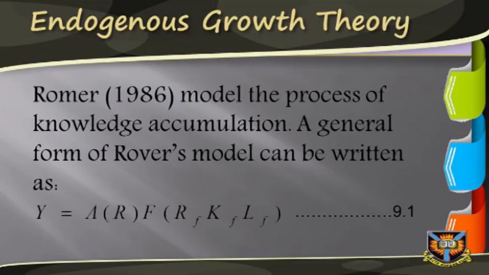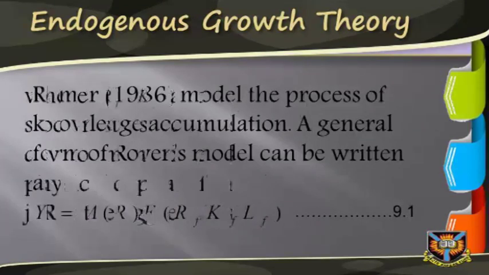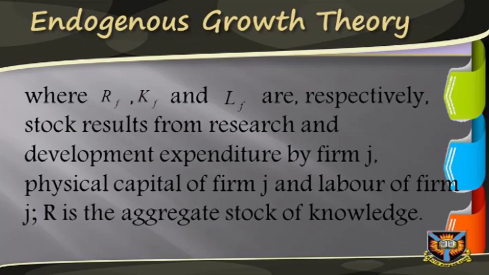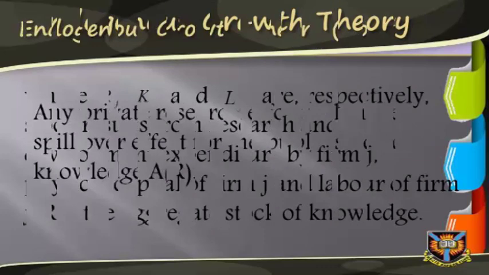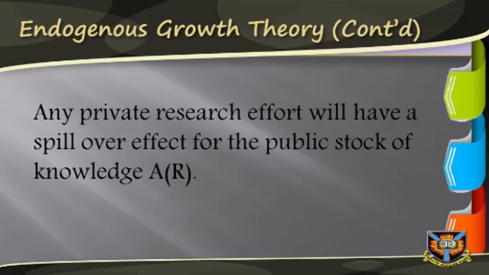Romer's 1986 model, the process of knowledge accumulation. A general form of Romer's model can be written as Y equals A(R) F(R, K, L), where R, K, and L are, respectively, the stock of knowledge resulting from research and development expenditure by firm j, physical capital of firm j, and labor of firm j. R is the aggregate stock of knowledge. Any private research effort will have a spillover effect for the public stock of knowledge.